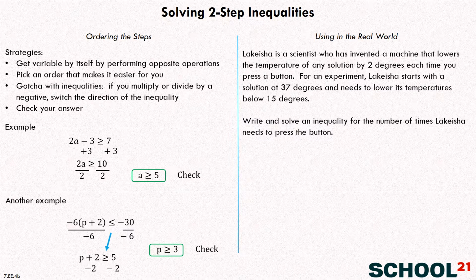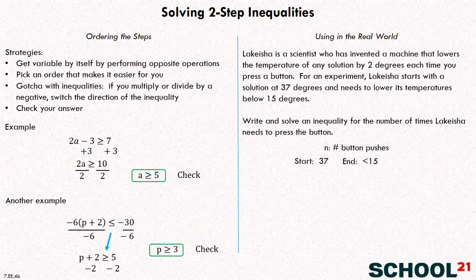So what is it that we're looking for here? It's usually a good idea to identify what our unknown is. It looks like it's the number of times Lakeisha needs to press the button. So let's create a variable n that's going to be the number of button pushes. As with equations, you always want to look for starting values and ending values. You can see from the description that she started at 37 degrees and she needs to be below 15 degrees. So our start value is 37, and our end has to be less than 15.